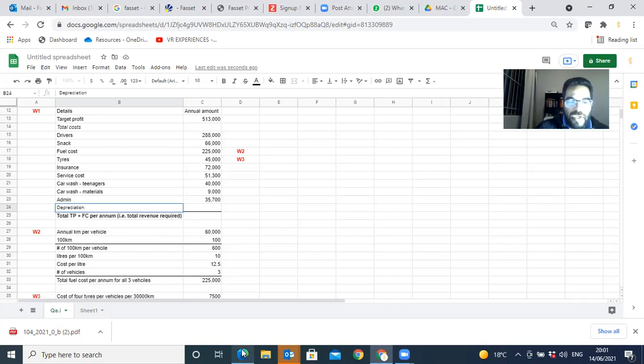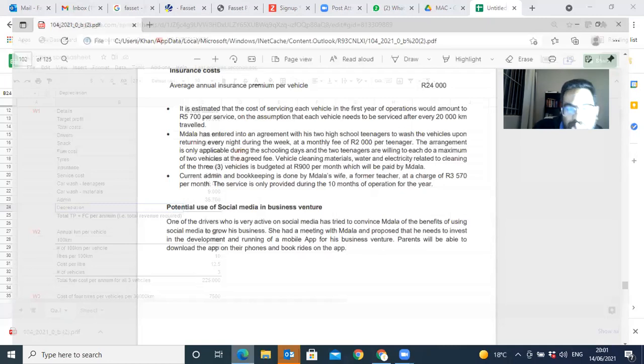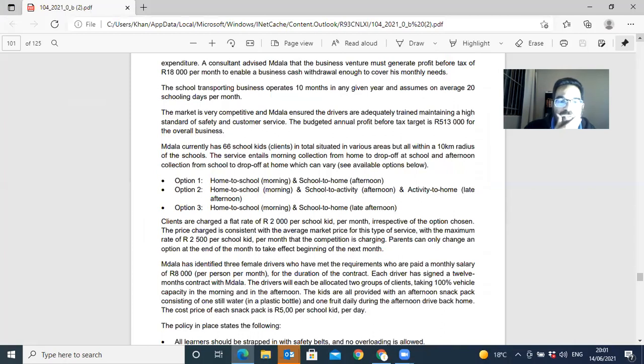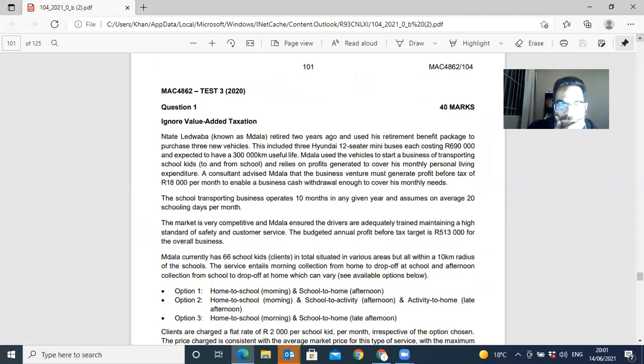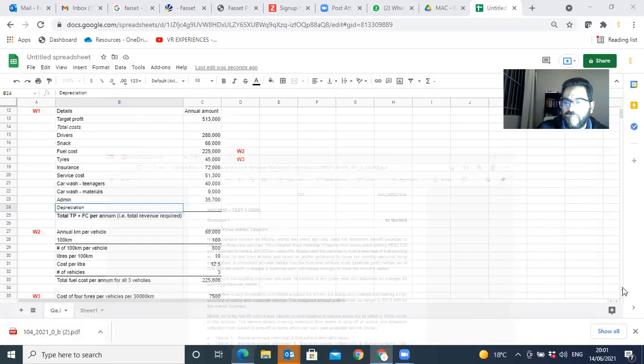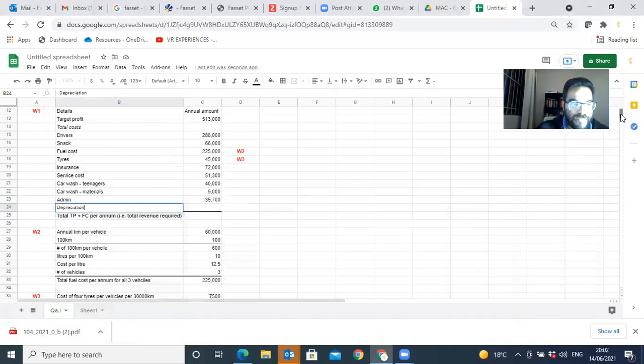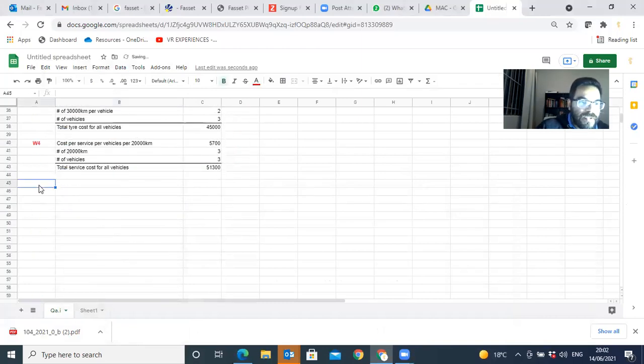Depreciation. Remember, he bought 3 vehicles, each costing 690,000, with the expected useful life of 300,000 kilometers. So basically, depreciation we can work out using the units of production model. So working 5: cost per vehicle 690,000, times 3. There was no residual value, so that gives me a depreciable amount.